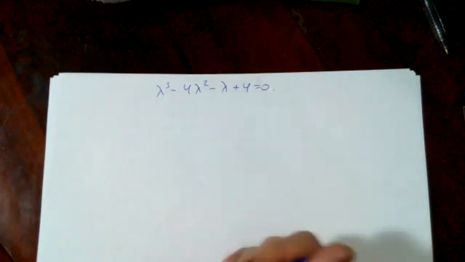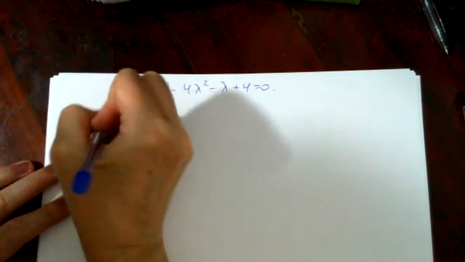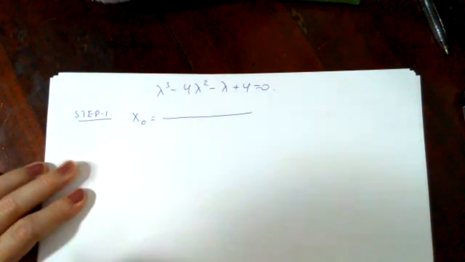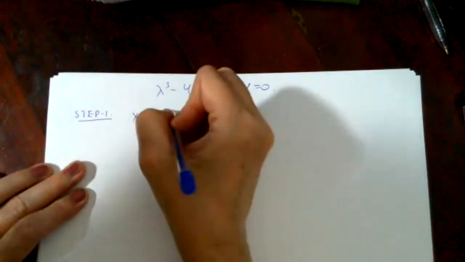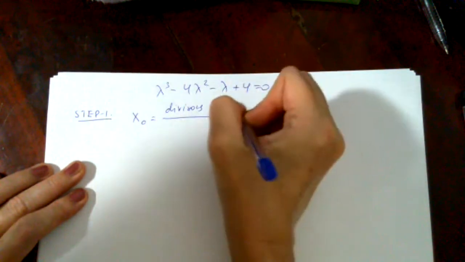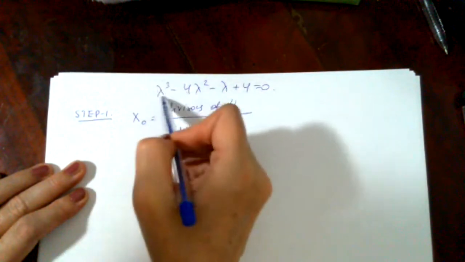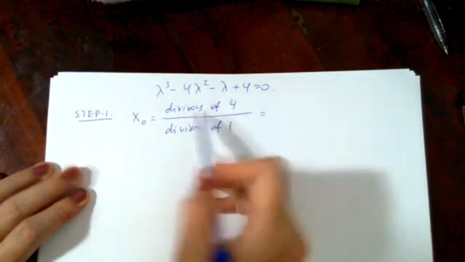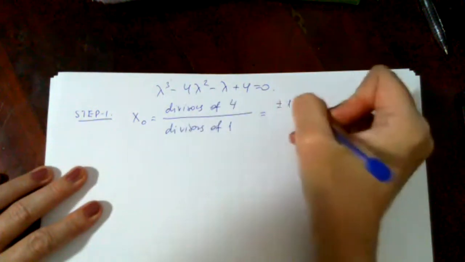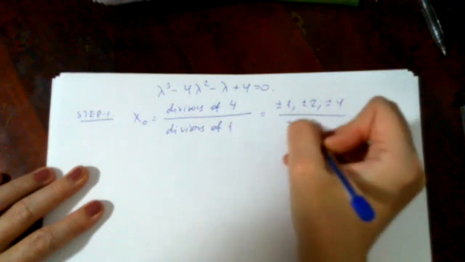Let's practice it. So what do we do? What do we need to do as a first step? We need to guess the first root, which we denoted by x0. It could be calculated by this formula. So divisors of 4, do you remember this is 4, and divisors of what? Divisors of the coefficient in front of the cube, but this coefficient is 1. So let's write out all the divisors of 4, which are plus minus 1, plus minus 2, and plus minus 4. And as for divisors of 1, they are just plus minus 1.